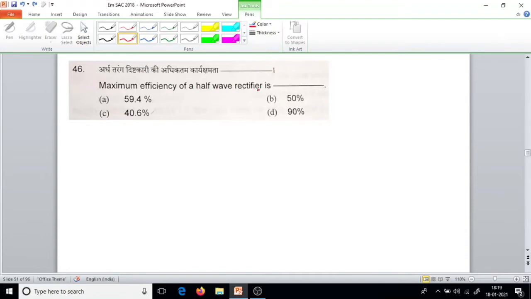What is the maximum efficiency of half wave rectifier? Answer is option C, 40.6. For a full wave rectifier, what is the efficiency? Full wave efficiency equal to 81.2. That is the efficiency of the full wave rectifier.